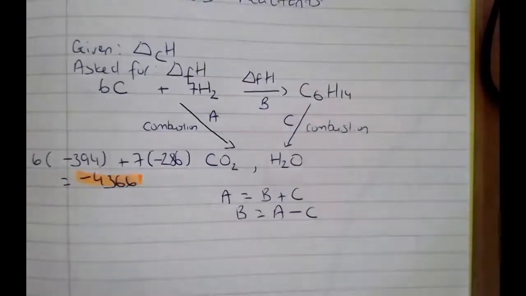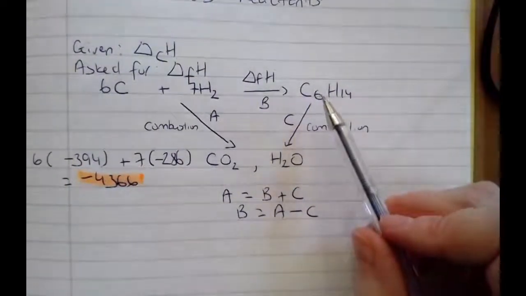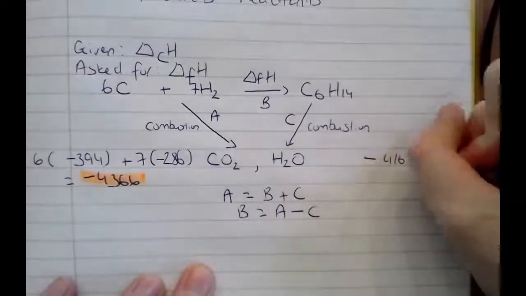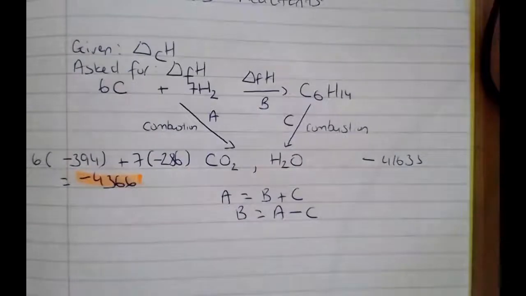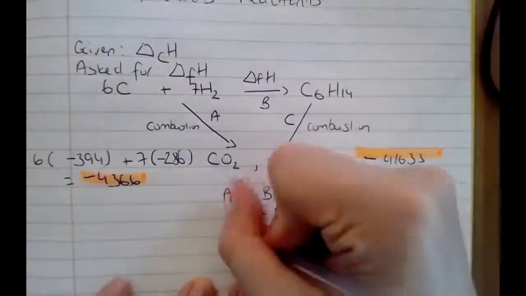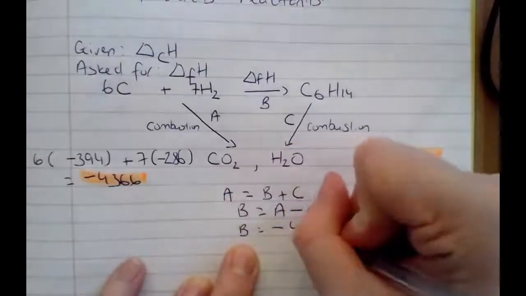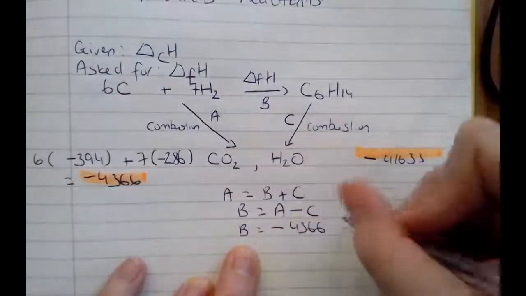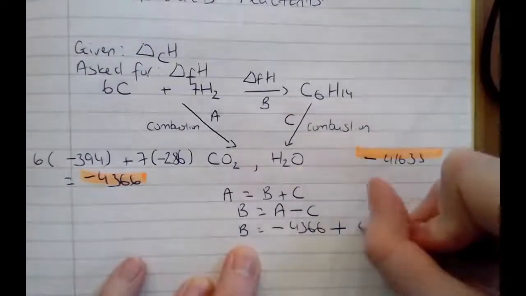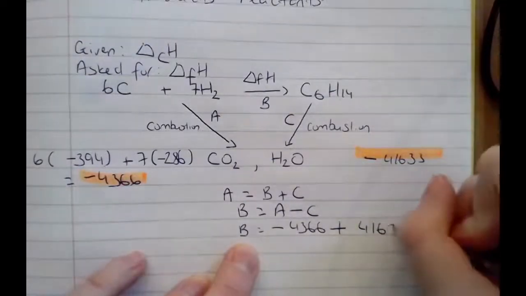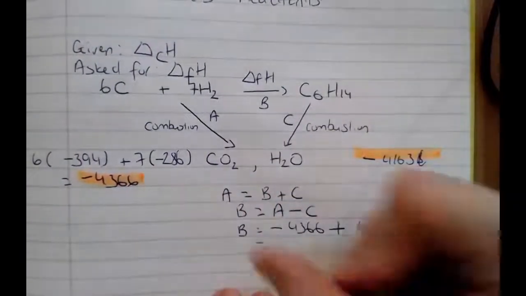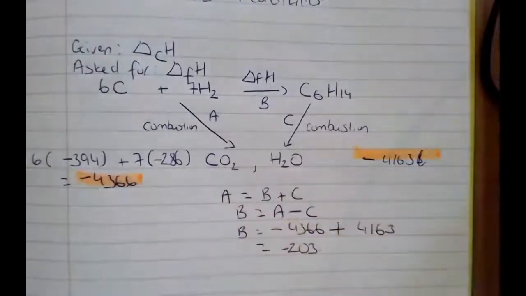On the other side, I look at my table and I see that if I combust C, there's no calculation to do. I'm getting minus 4163. So there's no calculation to do. That's my final answer. So now I have B equals A, which is minus 4366, minus C, which is going to be minus times minus, which makes it a plus 4163. Sorry, I shouldn't have written 2 3s there. I work that out and I get minus 203 as my answer.